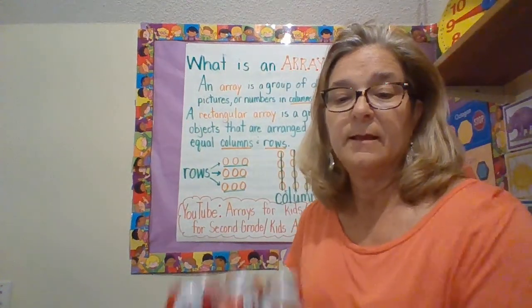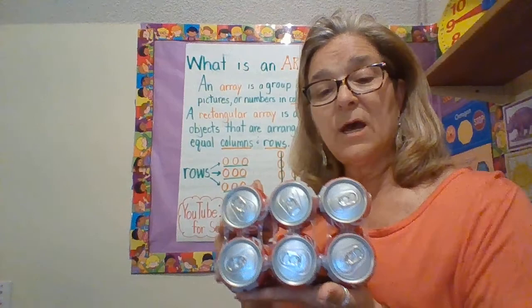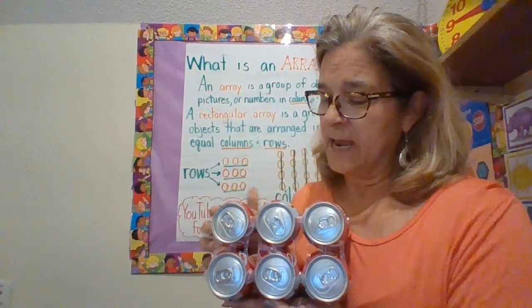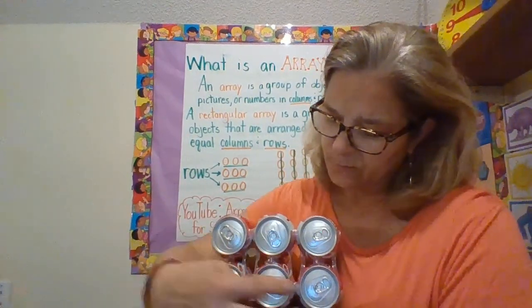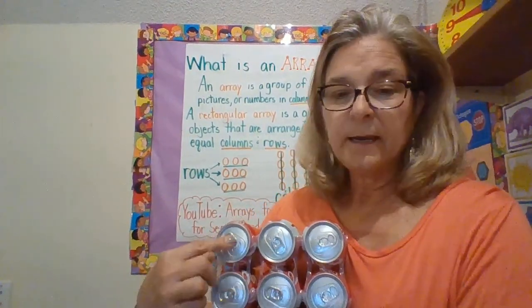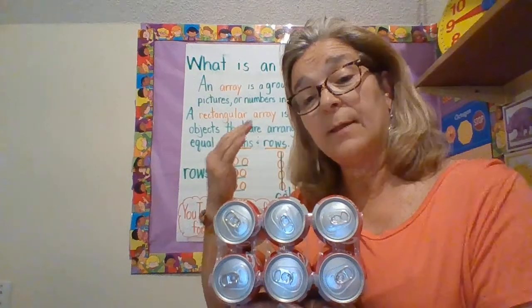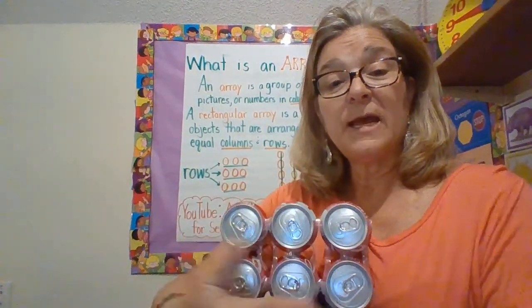When we look at another one, let's look at this one. How about this? What are these? Coca-Cola cans. So when we look at this, this is an array. And when we look at it, how many rows do we have? We have 1, 2 rows, don't we? But how many columns do we have? Remember, the columns go up and down. 1, 2, 3.